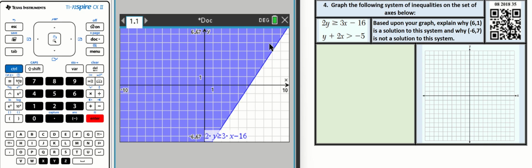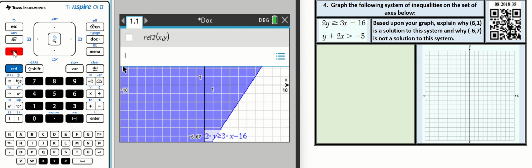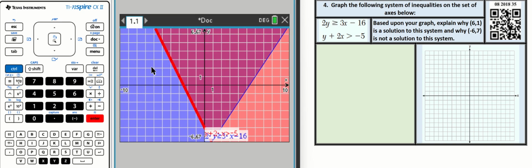Solid line means also on the line, there's solutions. You can tell there's a line underneath this, so that indicates a solid line. If there wasn't a line, it'd be a dotted line, and those are not solutions on the line. And now we want our second one. So tab, y plus 2x, and then we want to hit the control equal sign and pick the right symbol. That one, minus 5. Press enter.